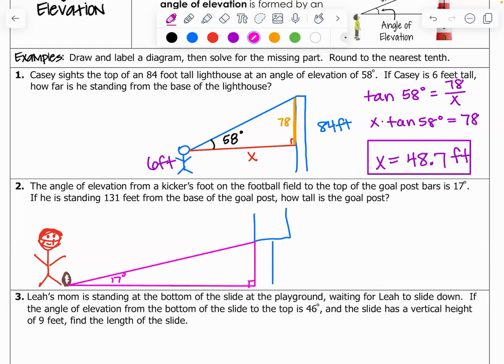Where do we put 131? Kicking from the opposite end zone. Not the hypotenuse. Where do you put it? On the bottom, on the ground. What are we finding? The opposite. Yep, so we're going to say that the tangent of 17 degrees is x over 131.